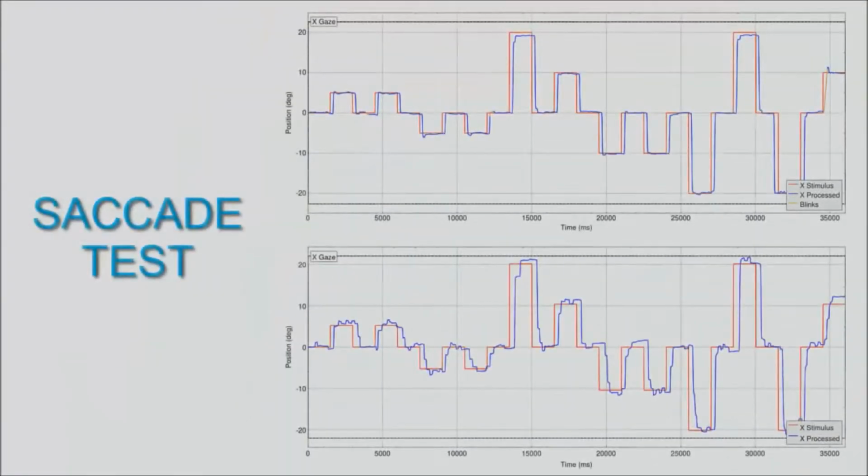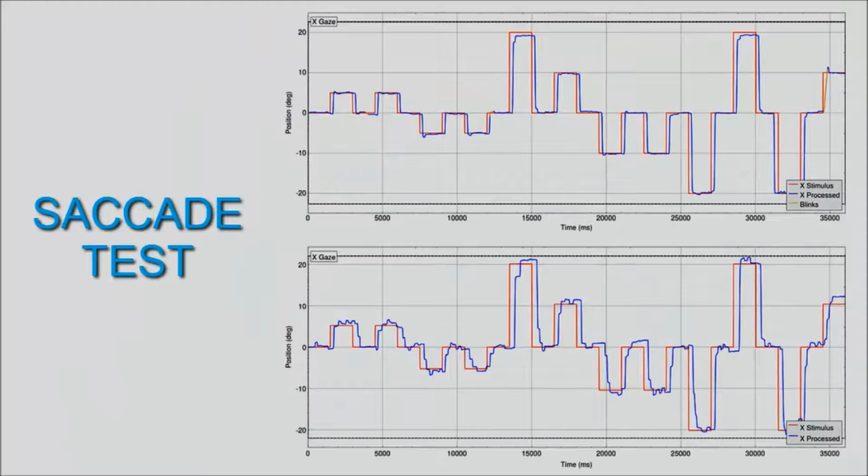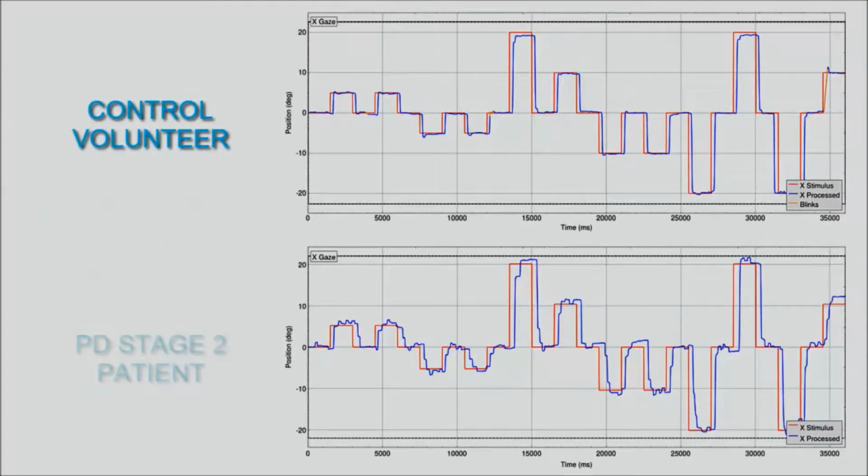These graphs, using real data obtained by performing a resultant saccade with OSCANN, show the difference between a healthy patient and one diagnosed with Parkinson's level 2. The blue curve shows the eye movement and the red curve shows the trajectory of the visual stimulus. Difference between the curves can be easily observed at a glance.